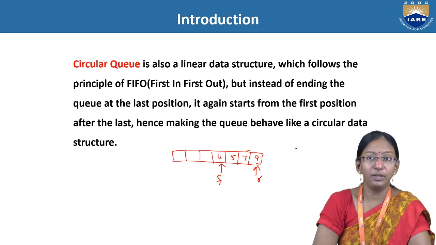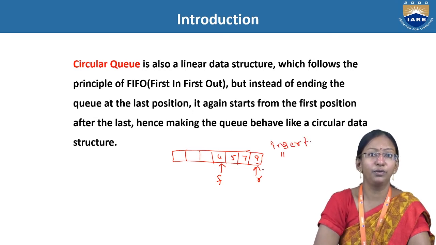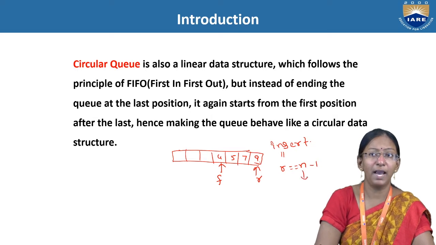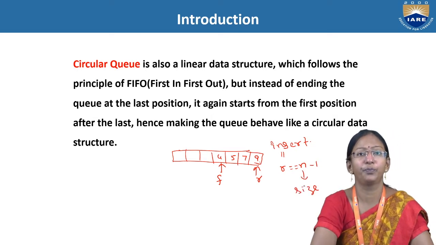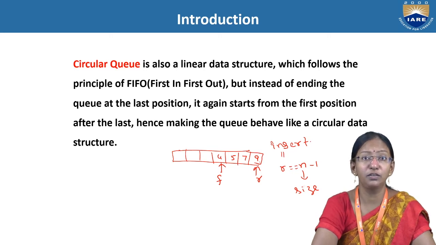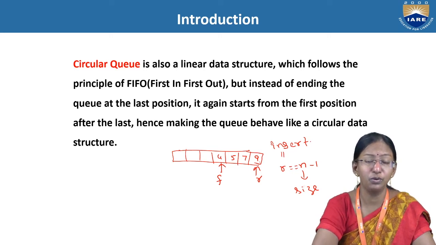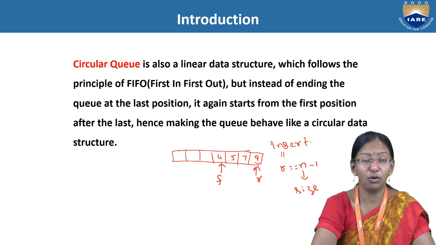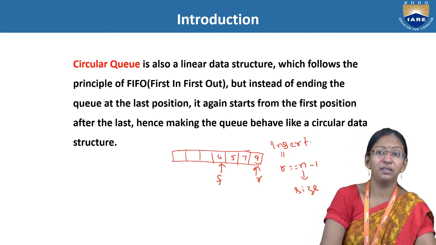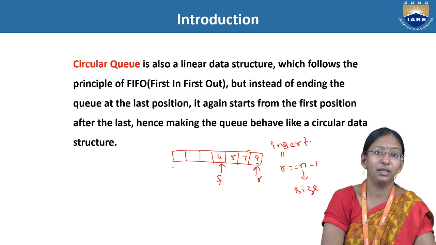So I want to enqueue 11. I want to insert 11. Is your queue going to allow me? The condition to check whether the queue is full or not is R equal to n minus 1, where n is the size of your queue. If you look at this, rear is pointing to the last position in your queue. So it simply says that no, I am full, I cannot take any more elements, I'll overflow.